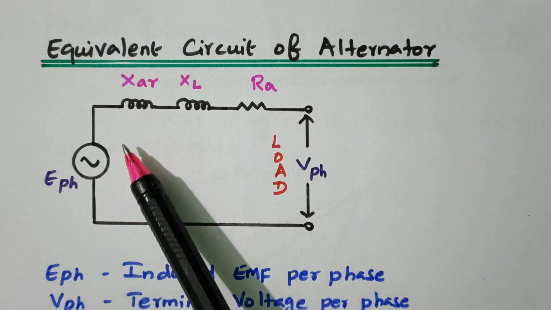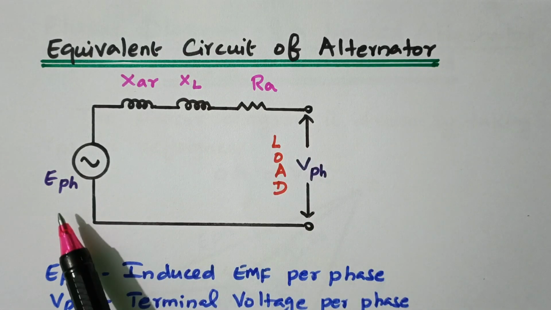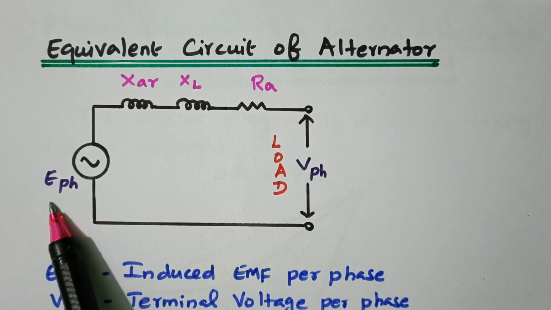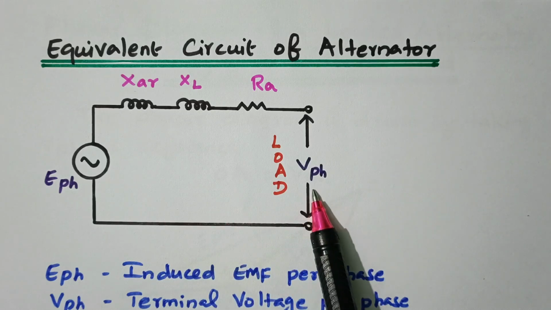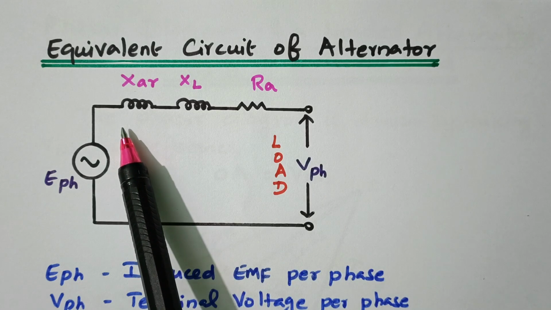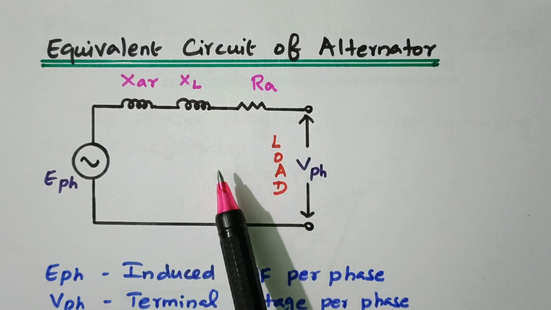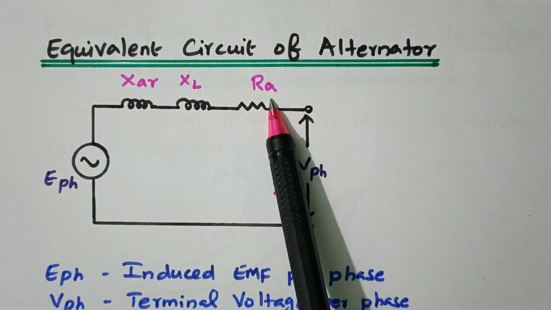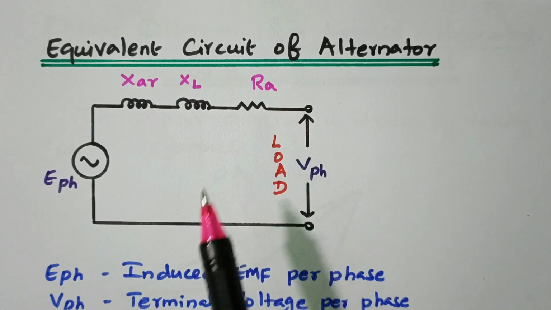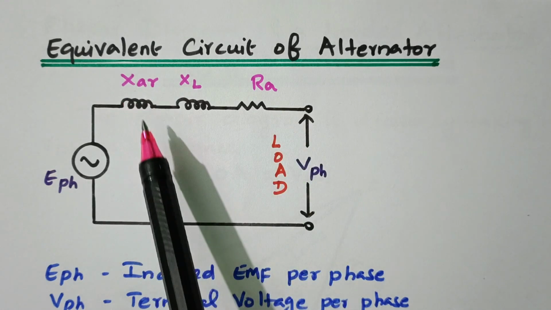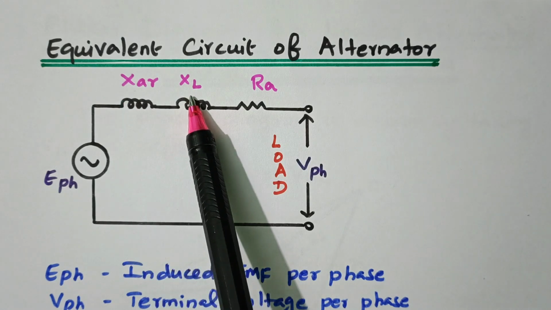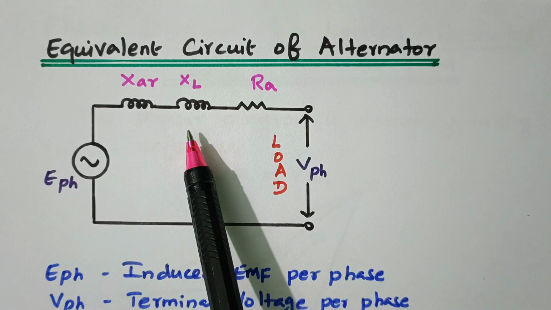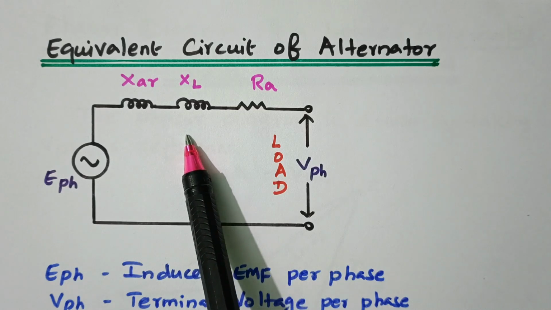So this is the equivalent circuit of the alternator. This E phase is the induced EMF per phase, the EMF induced in the alternator. V phase is the voltage available at the load terminal. So in between we have reactance drop and resistance drop, that is RA, the armature resistance drop. XAR is nothing but the armature reaction reactance. XL is the armature leakage reactance, right?